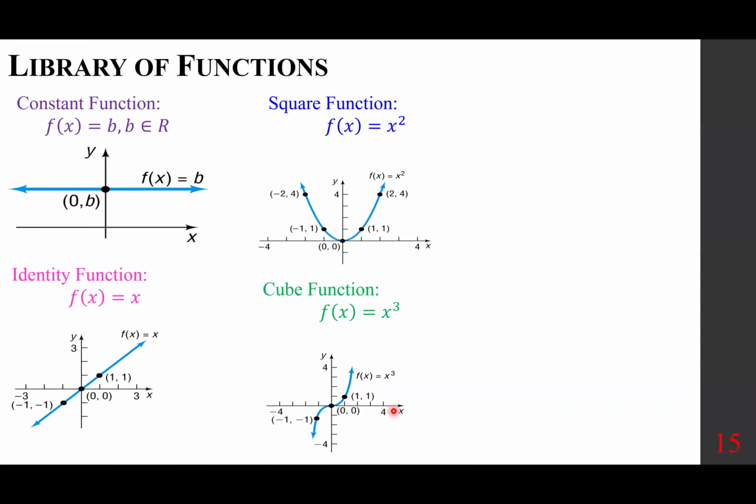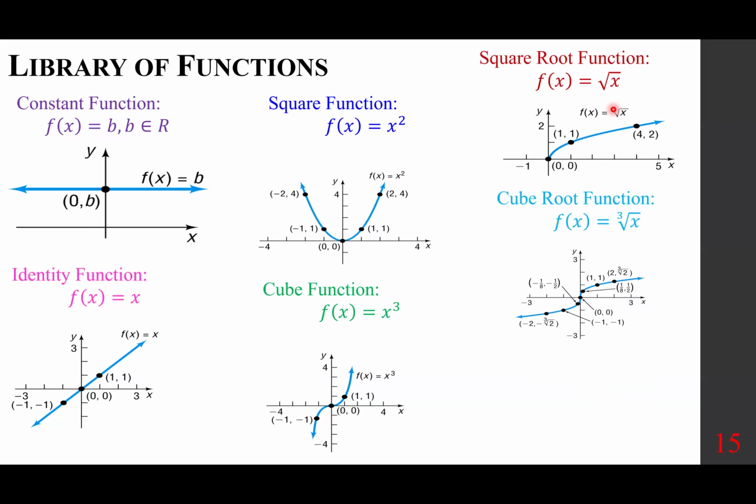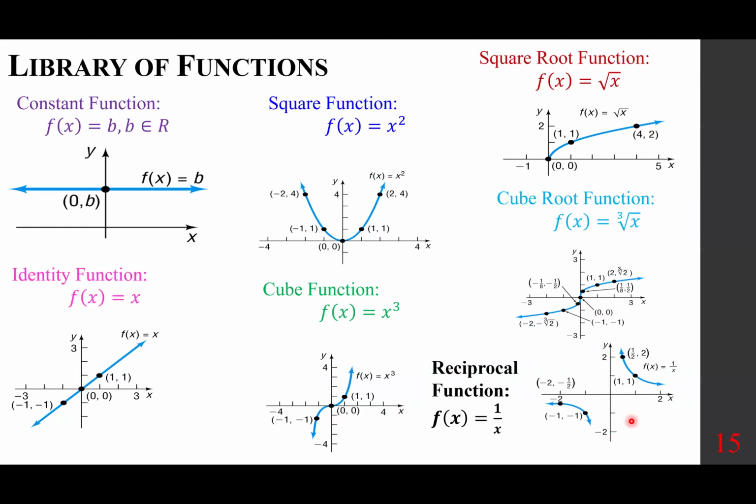We looked at the square root function, f of x equals square root of x, and cube root of x. We discussed the details. So square root function, cube root function, and we also have a reciprocal function, f of x or y equals 1 over x, which has a shape like that, and it has a vertical asymptote and a horizontal asymptote. And some of you may remember that. We'll discuss it, of course, with more details later on. So this is known as the library of functions.